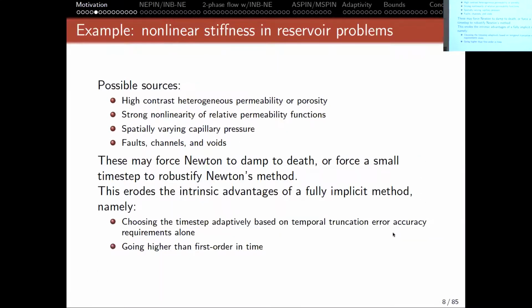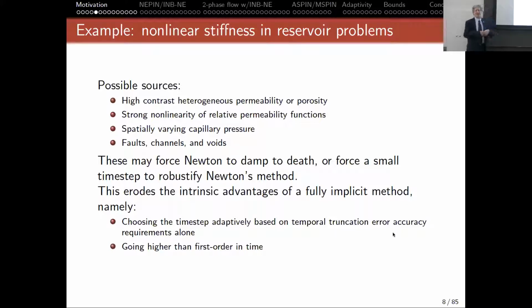And the answer is that indeed, there are many cheap, simple-to-code ways that reuse modules that are probably already in the PDE code. In reservoir problems in particular, there are many sources of nonlinear stiffness: the heterogeneous permeability or porosity, the relative permeability functions, the spatially varying capillary pressure, faults, channels, voids. Any one of these could, without much hint as to where the problem is, cause Newton to damp to death or to proceed extremely slowly.